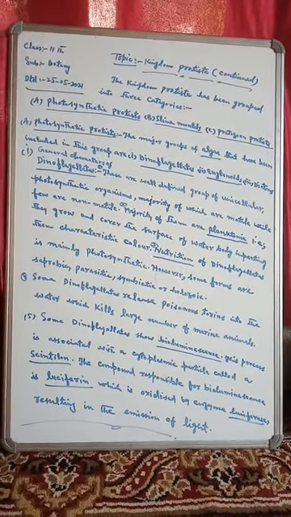Now the fourth general character of these dinoflagellates is that some of them release poisonous toxins into the water which kill a large number of marine animals. That means some dinoflagellates release poisonous substances from their body into the water, with the result that a large number of animals found in the water are killed.